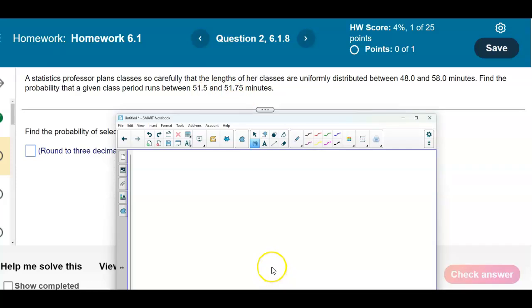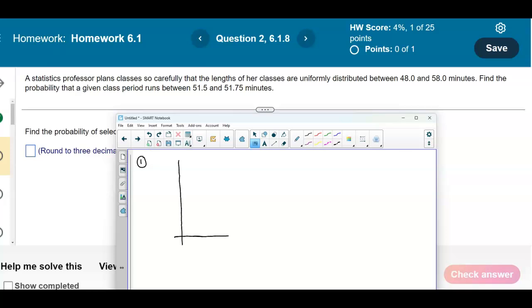Okay, so a continuous random variable has a uniform distribution if its values spread evenly over the range of possibilities. So the graph of a uniform distribution results in a rectangular shape. So let's go ahead and draw that rectangular shape.